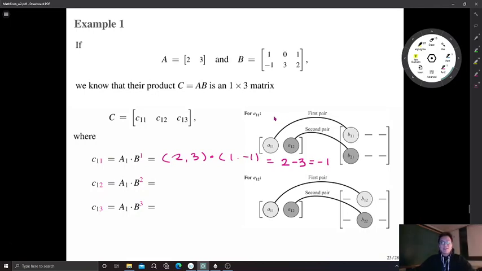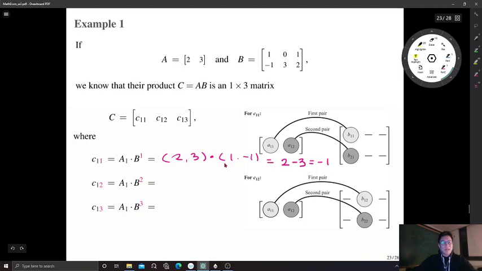Okay. So here is the picture. We compute the first entry. So we take the first row vector of matrix A and the first column vector of matrix B, and then we multiply component-wise and add them together. That is the dot product.